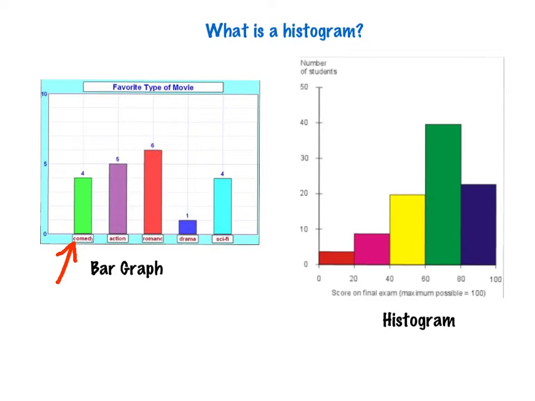In this example, it shows the score on a final exam, and then we have all these students. We have about 4 students that scored between 0 and 20. And then in the next interval, we have about 10 students that scored between 20 and 40. So it's in ranges of the data, and in this case, the ranges are the different scores that the students had earned on a final exam.